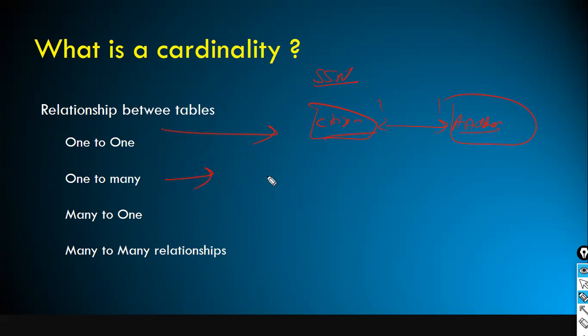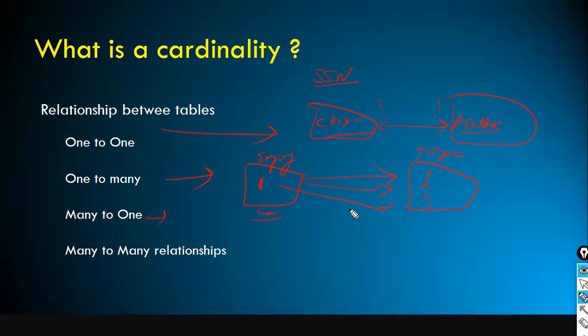Okay, give me an example for a one-to-many relationship. In this case, a single employee is working on multiple projects, more than one project: P1, P2, P3. Another example is a car manufacturer. A single car manufacturer produces more than one model. These are examples of one-to-many.